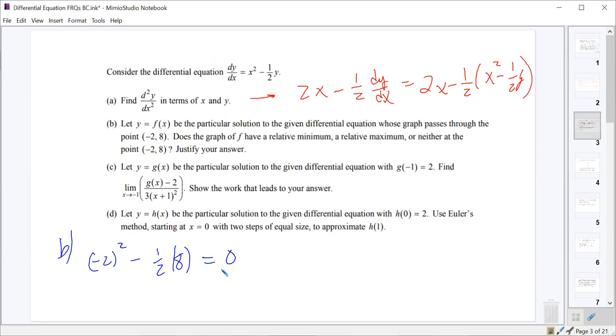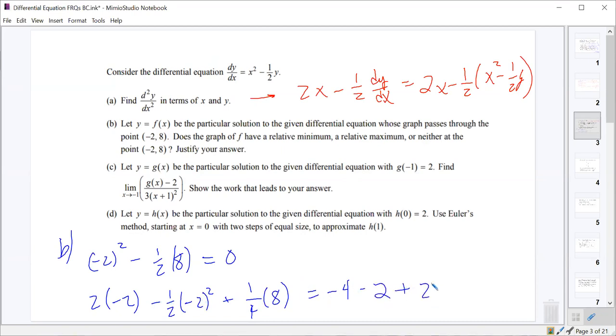Then we'll plug (-2, 8) into our second derivative. We already did our first derivative. So that's going to give us 2 times -2 minus 1/2 of (-2) squared, plus 1/4 of y, which was 8. And what does that come out to be? -4 minus 2 plus 2, which is -4. And since that is less than 0, that tells us that this thing is concave down. This time I'll draw it correctly, which tells us that it is a maximum. You'd say it's a maximum because the first derivative is 0, the second derivative is negative, meaning the function is concave down. Going good there.